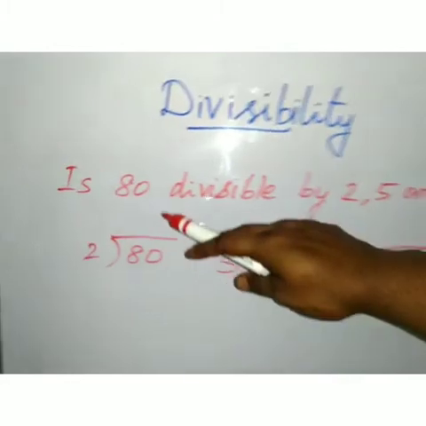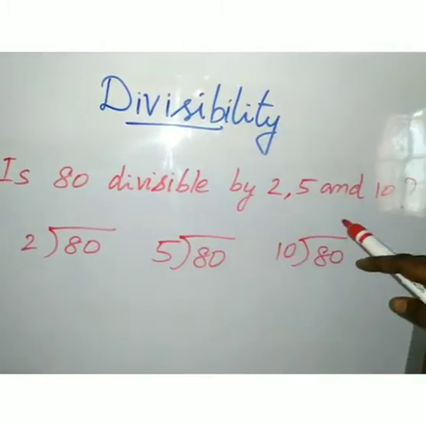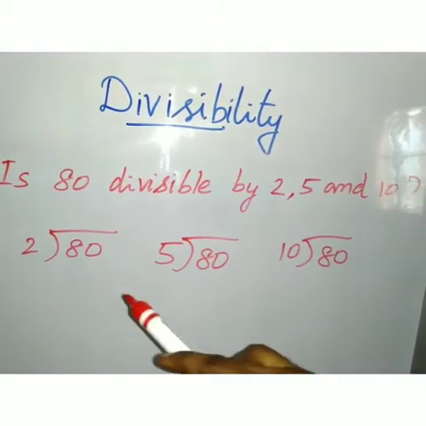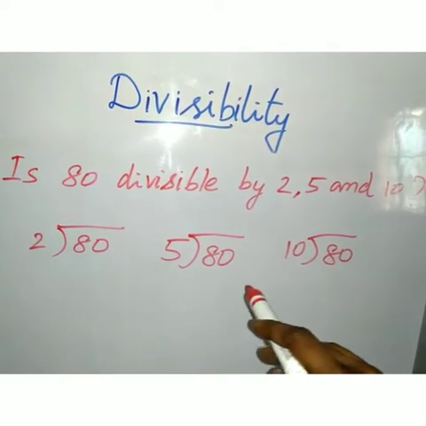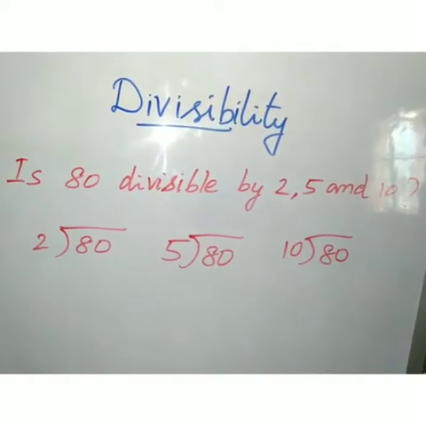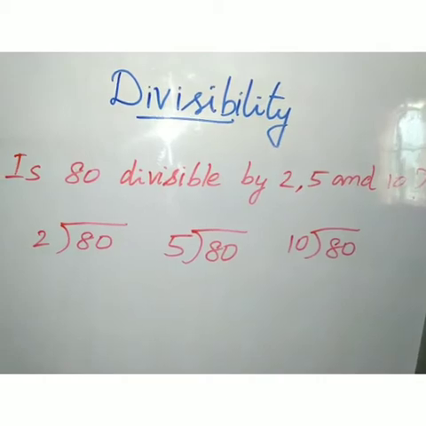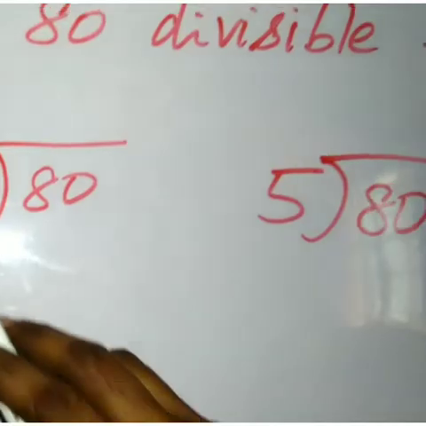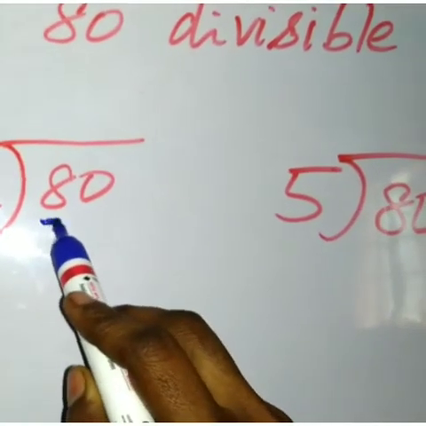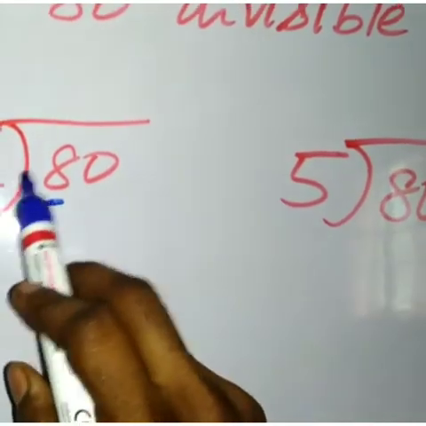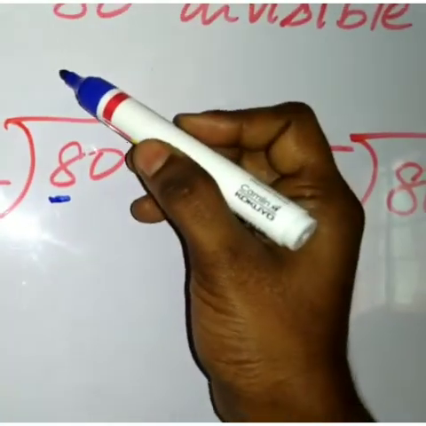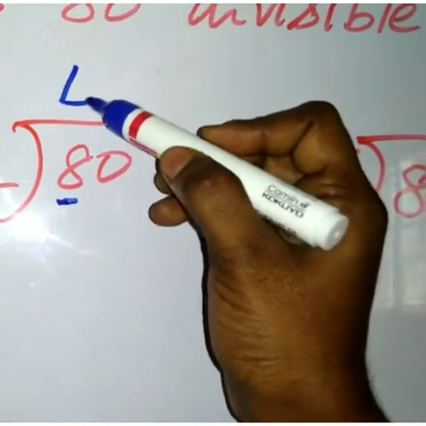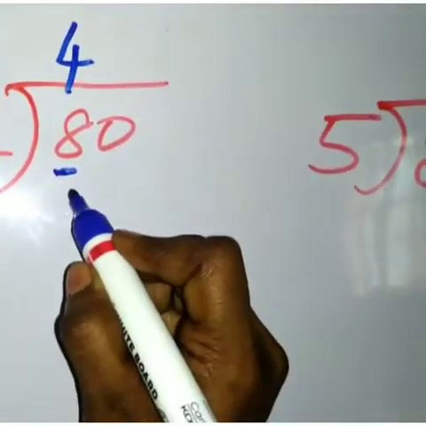Is 80 divisible by 2, 5 and 10? Let us check whether 80 is divisible by 2 or not. In the 10's place, 8 is there. So compare 8 with 2. 8 is bigger than 2. So you have to consider only one number, which is in the 10's place. How many times 8? 4 2's are 8.